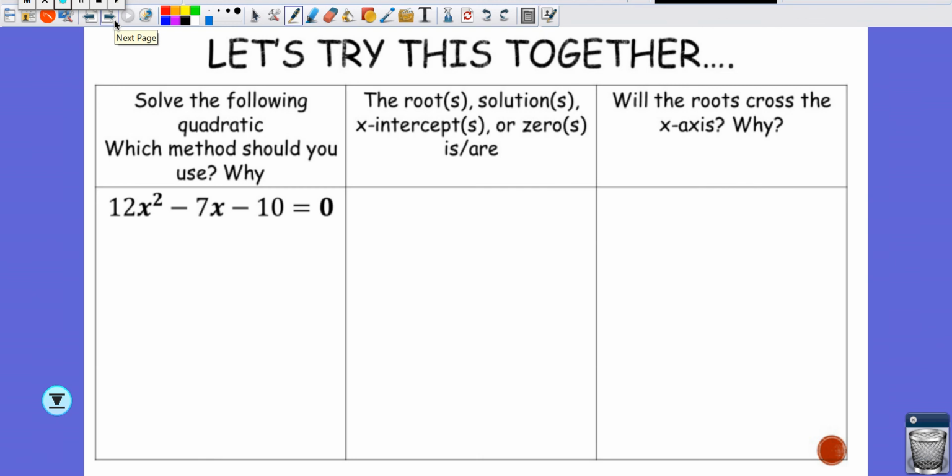So if we look here, it says, solve the following quadratic and which method should you use and why? Well, it's already set equal to 0 for me. And I notice that I have a trinomial here, and I want to try to use factoring. Yes, we could go to completing the square, but factoring is faster if you can find the factors quicker. So here, since it's set equal to 0, I'm going to factor.